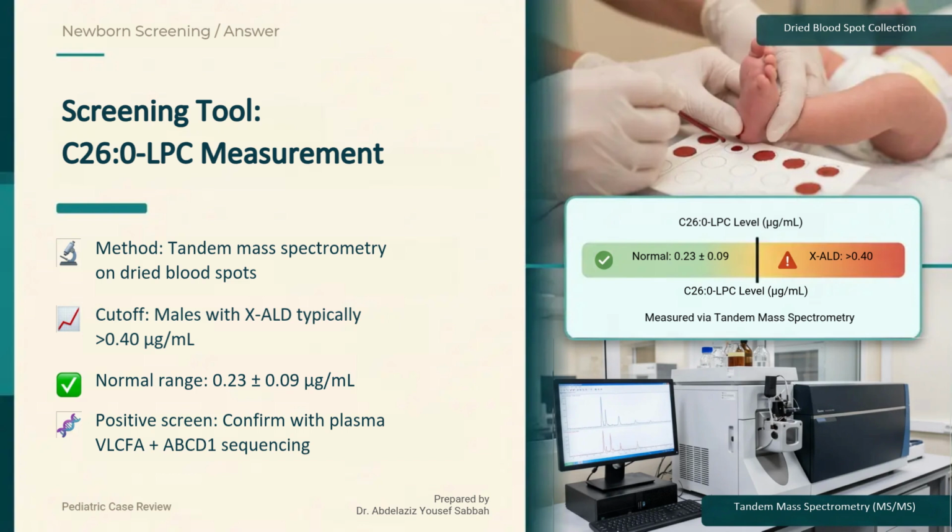A positive screen is not the final diagnosis. It must be confirmed with plasma very long-chain fatty acids and with ABCD1 gene sequencing. Newborn screening allows affected boys to be identified before any symptoms appear, which is the window where treatment works best.